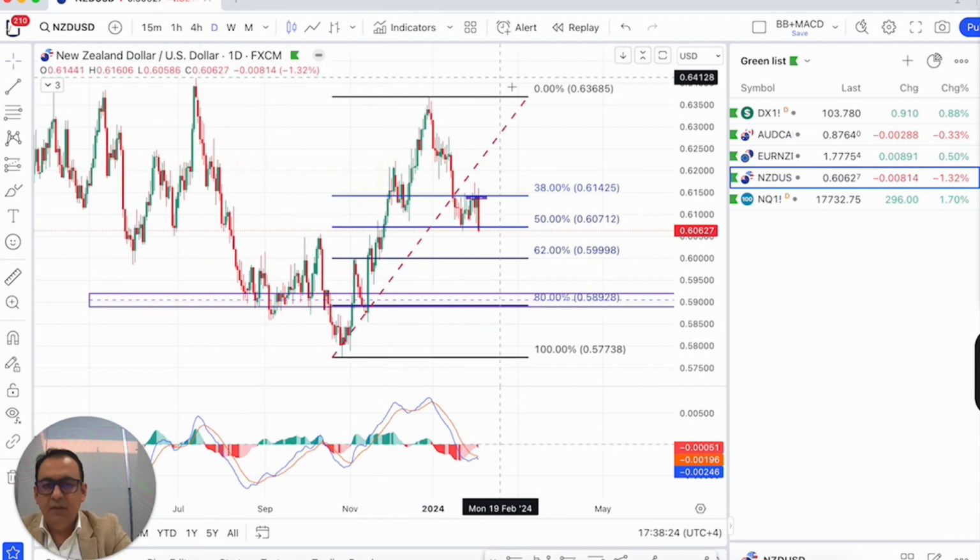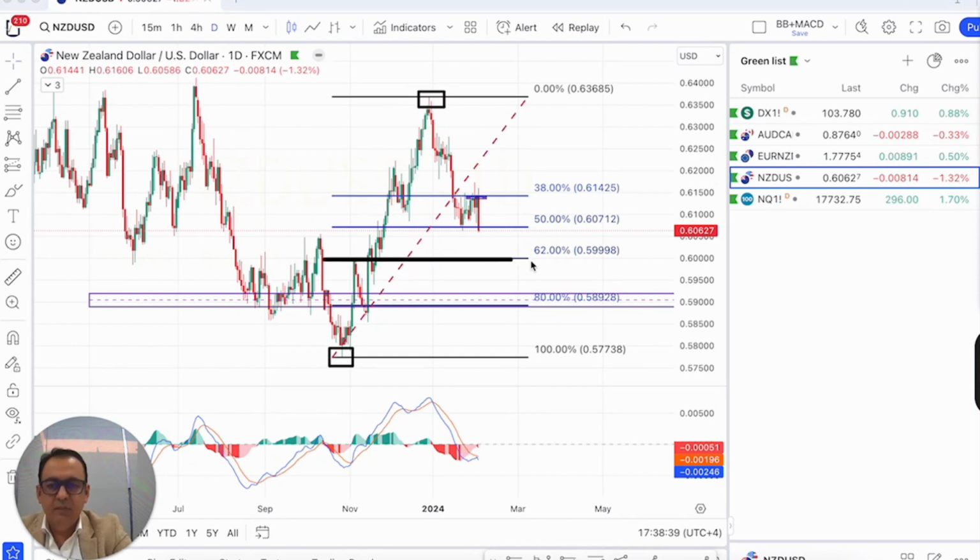Based on the daily time frame, if we notice, on the basis of FIB retracement, starting from this low to this high, I have applied Fibonacci retracement. So the 61 or 62% retracement is coming here. So that's also very close to the round number of 6,000. Currently, we are at 6062. So there is a high probability of New Zealand US dollar moving to 6,000 or even slightly lower.